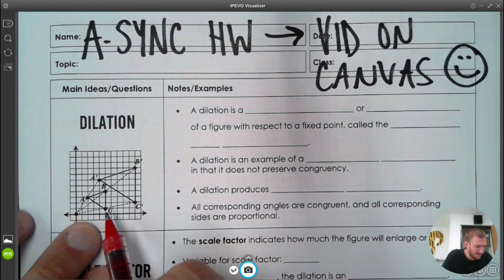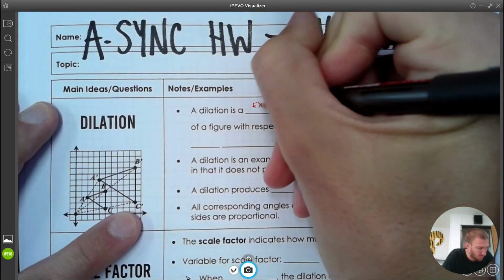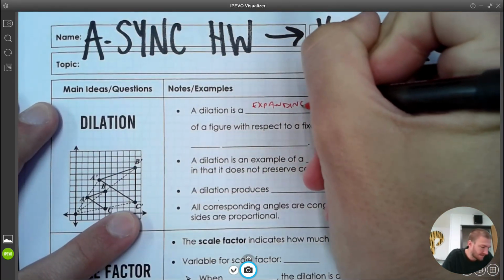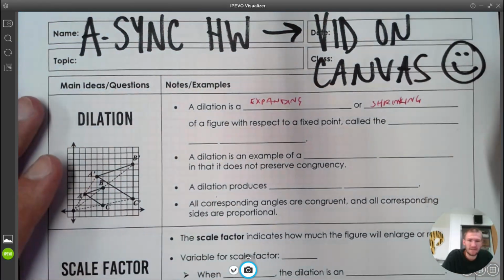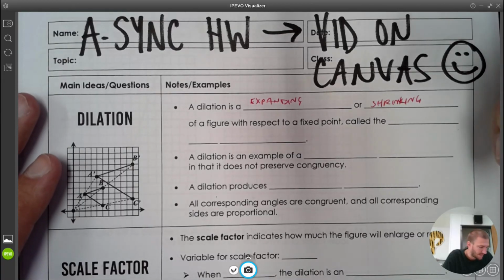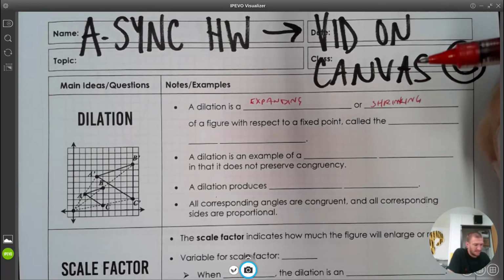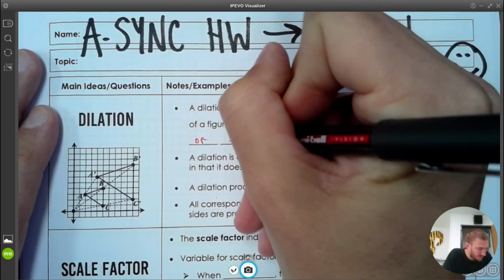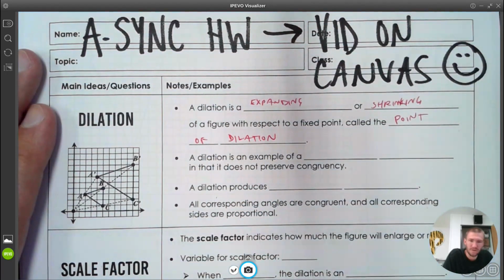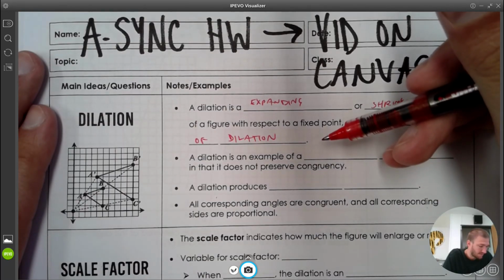A dilation is basically like when you take something and you expand it or you shrink it. So we're going to go with expanding or shrinking. Sorry for my horrible handwriting. This is the very first thing I've written all morning. Of a figure based to a fixed point called the point of dilation. For the most part, who really cares? Okay, not that important.